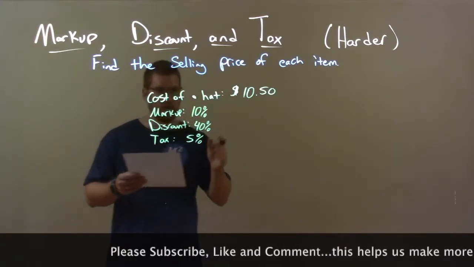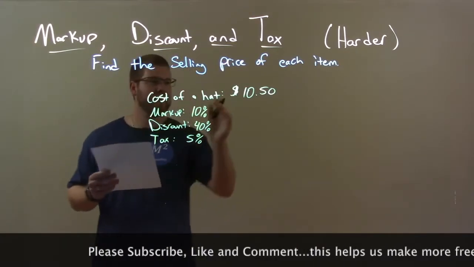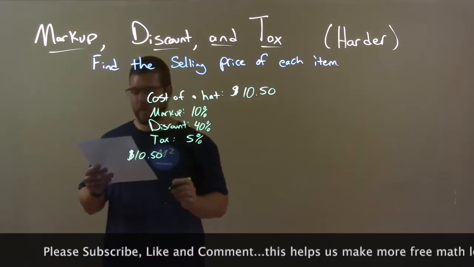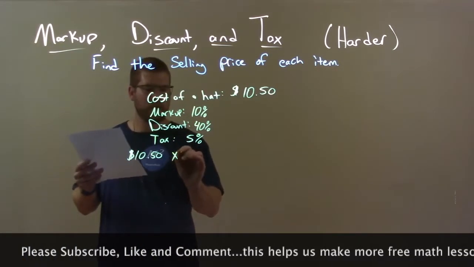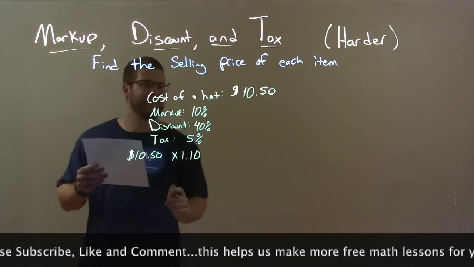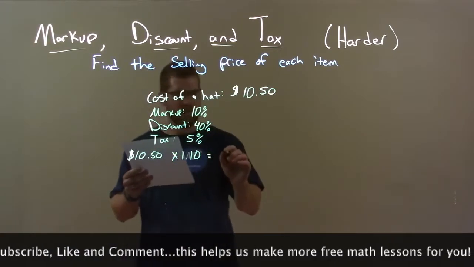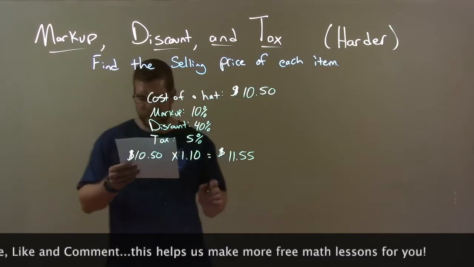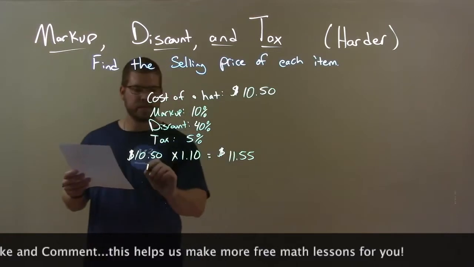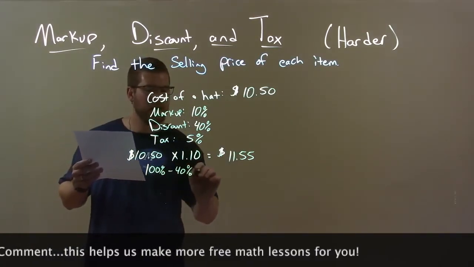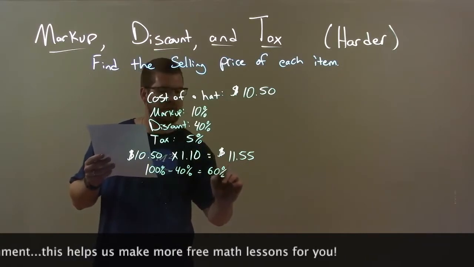Okay, first step, we take the $10.50 and we apply the markup of 10%. So we multiply that by 1.10, or just 1.1. That represents a 10% markup. This gives us a markup price of $11.55.